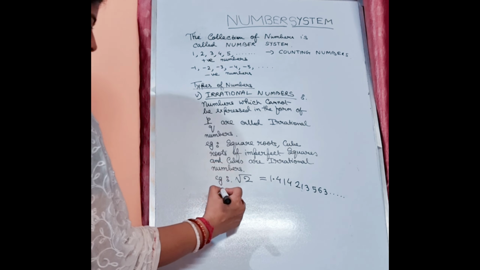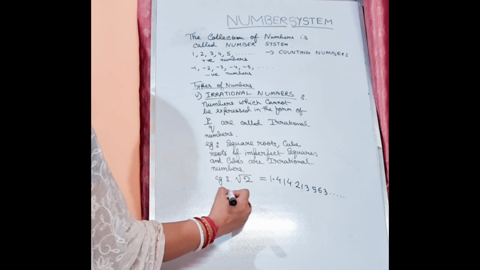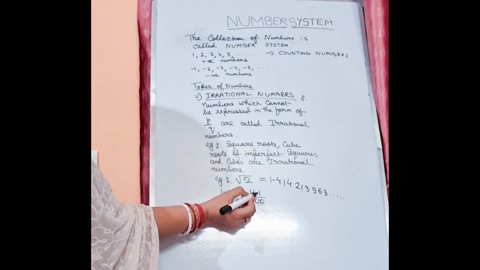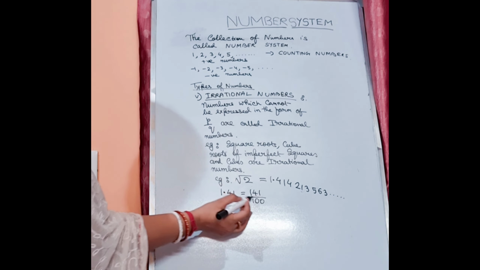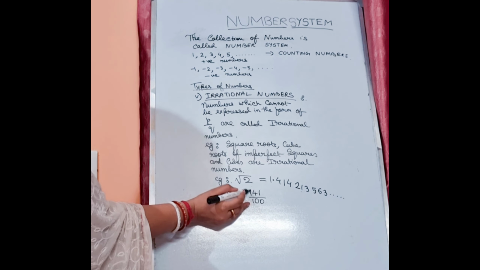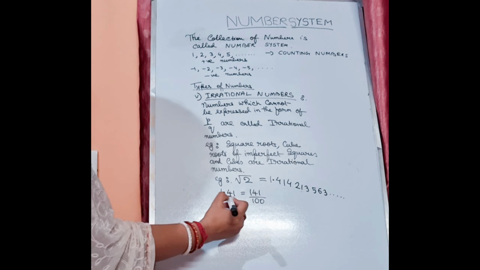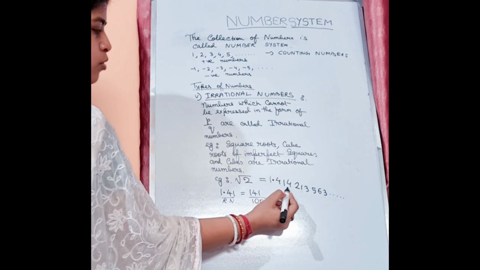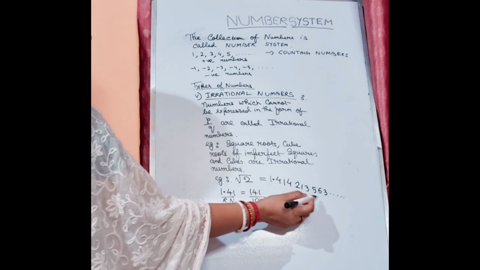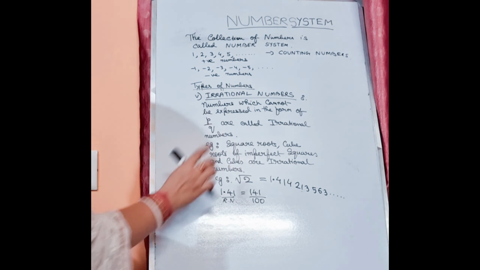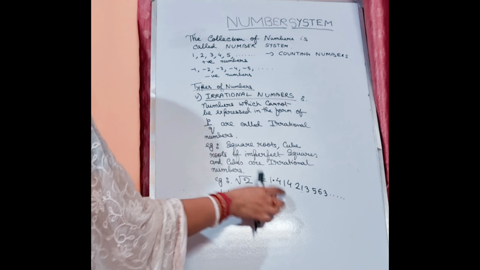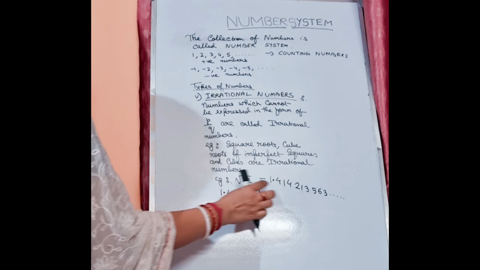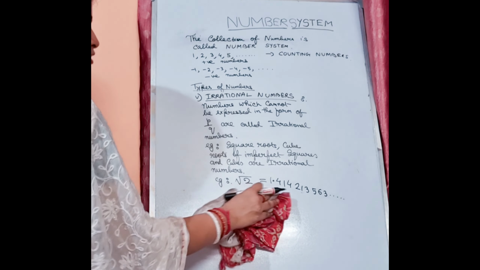Can it be expressed in fraction form of any two numbers? Never. If the number was 1.41, I can write it as 141 by 100, where 141 is an integer and 100 is also an integer, and they are in simplest form. Then this number can be termed as a rational number. But over here after the decimal point there is no particular sequence. So can this number be expressed in p by q form where both should be integers? It's not possible. Hence root 2 is always an irrational number.